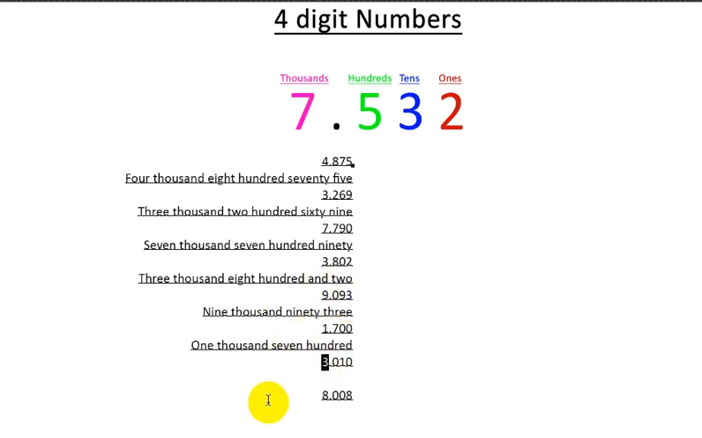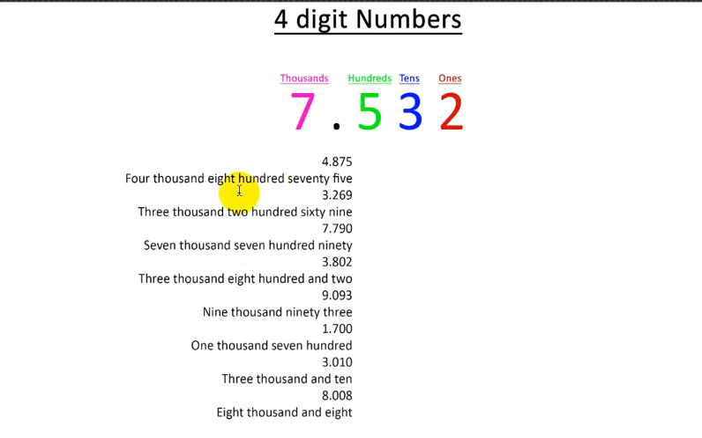Next up, this is 3,000. And here I would write 10 because there's no hundreds. So I'm not going to say 1, 2, 3, or 500 or any of those. But there is a 10 here. So I'd say 3,010. Lastly, I'd say 8,008. Okay, so that's how I would write, read, and say these numbers.